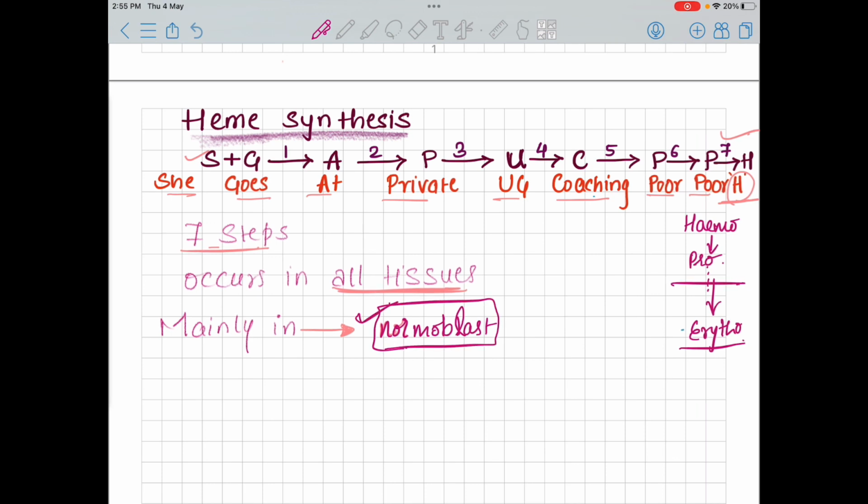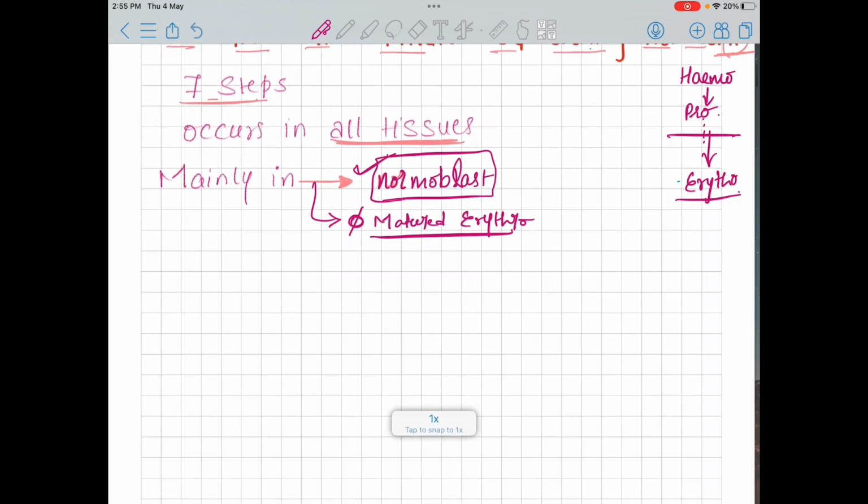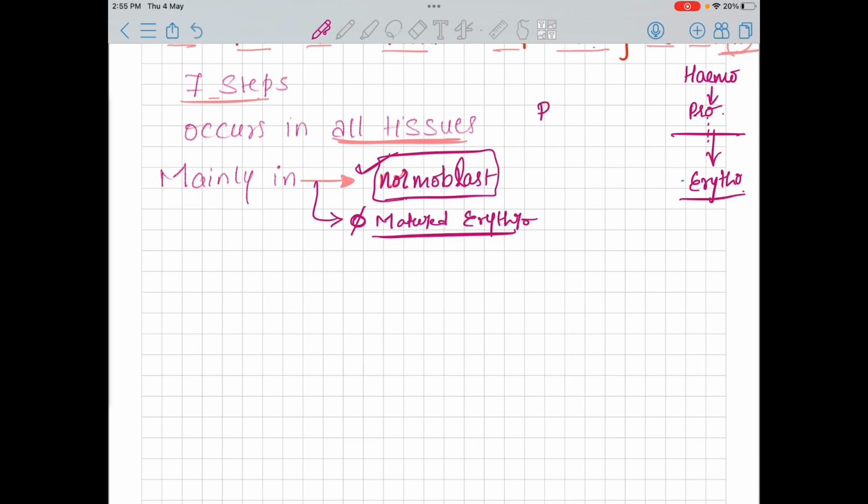Here, mostly heme synthesis is seen. Apart from that, heme synthesis is also seen in other tissues, which we'll discuss later on. But it is not seen where? It is not seen in mature RBC. Mature erythrocytes do not contain heme synthesis. Heme synthesis is partly cytosolic and partly mitochondrial.